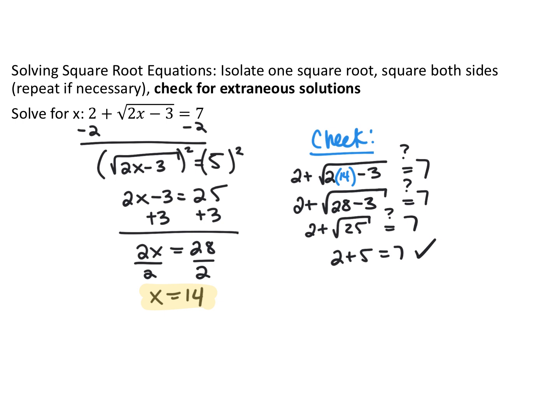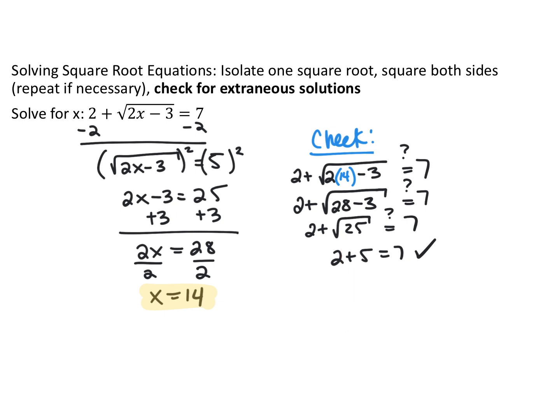An extraneous solution is a solution to the problem in the way that you solved it, but it's not a solution to the original equation. So I'm going to plug 14 into the very original equation and check to see if it actually does work. So I have 2 plus the square root of 2 times 14 minus 3, and I want to know, does that equal 7? So I end up with 2 plus the square root of 28 minus 3, which is 2 plus the square root of 25, which is 2 plus 5, which is equal to 7.